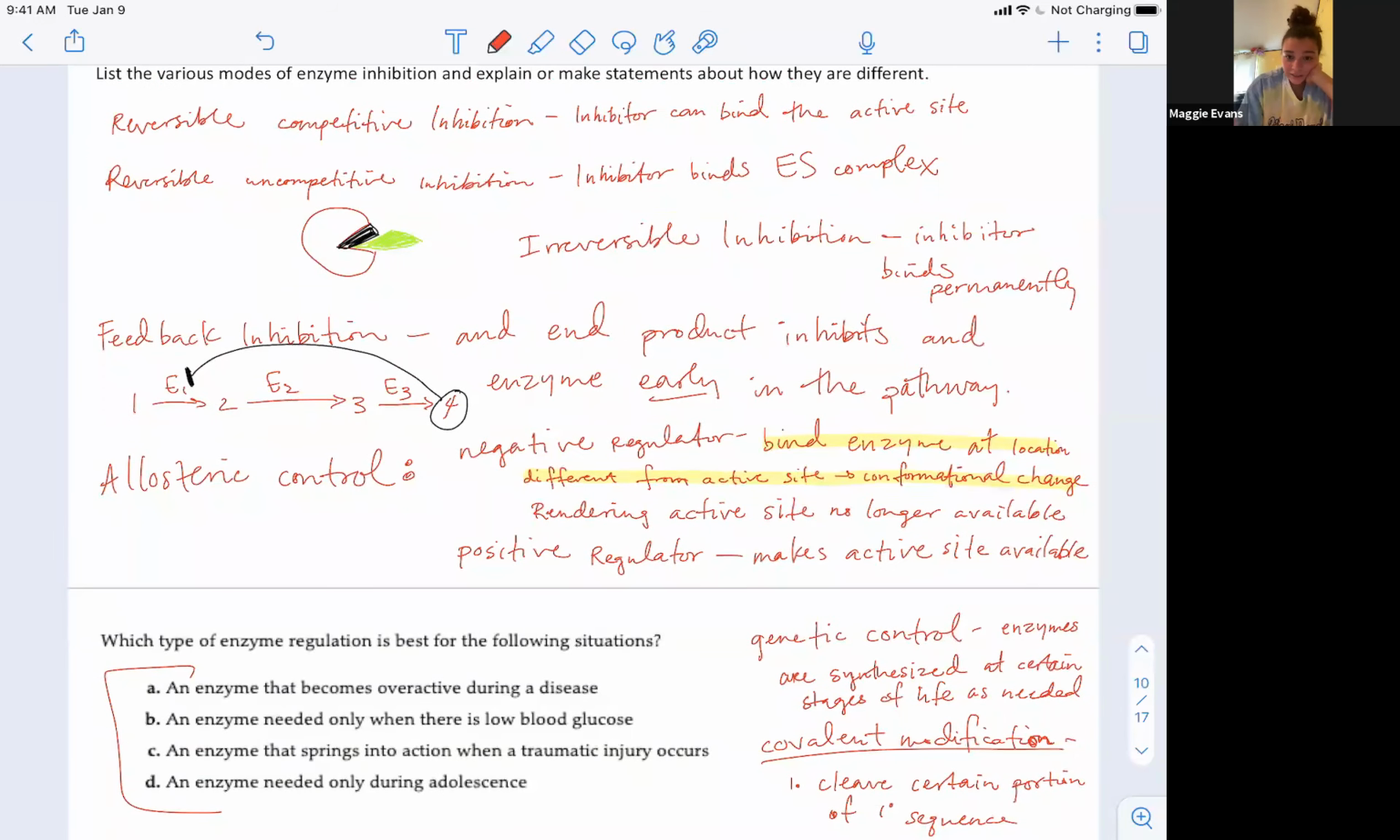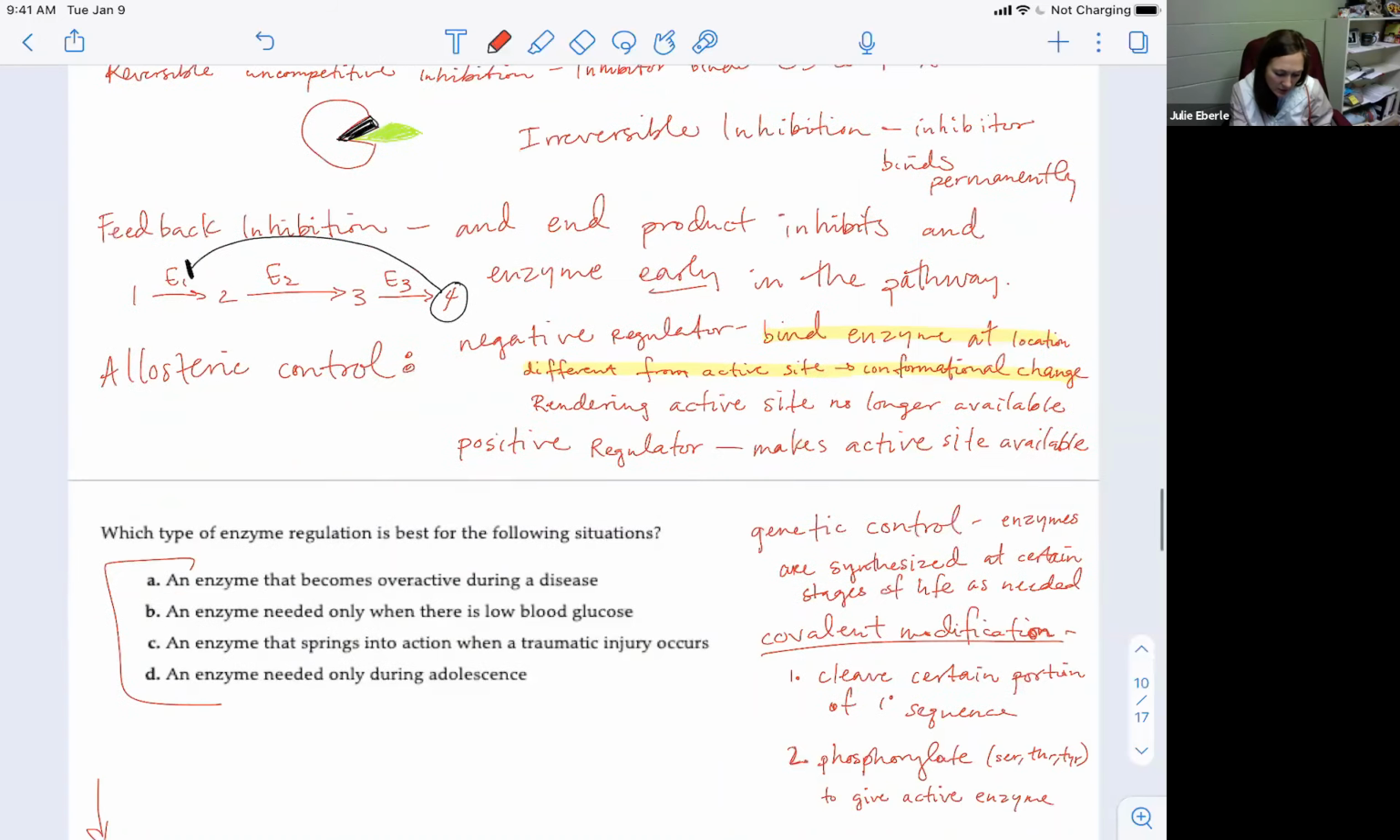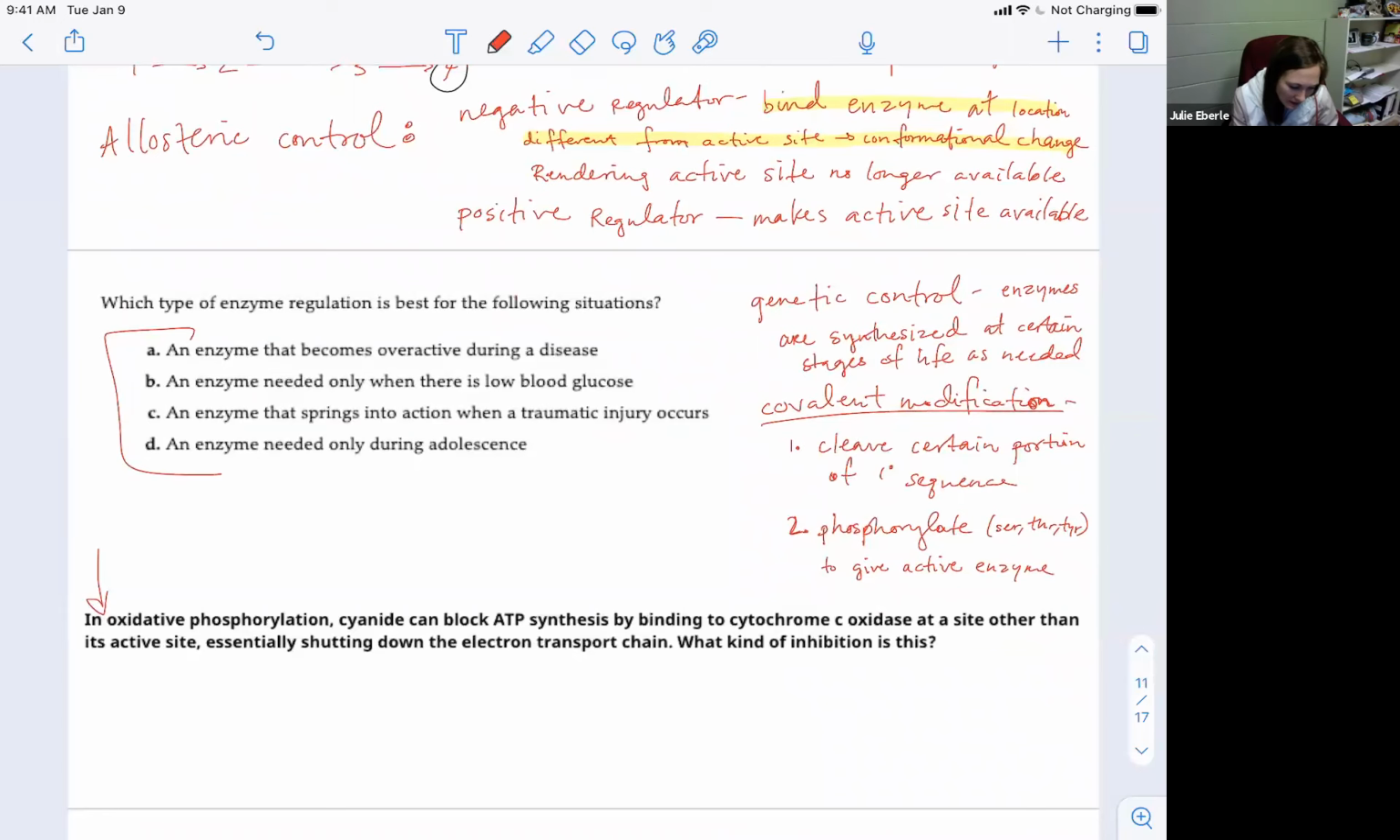Is it negative allosteric? Okay, I want to hear from some other people too. Is it negative allosteric? What Maggie thinks. Binds the enzyme at a location different from the active site, causes a conformational change. So it does say here that it binds the enzyme at a site other than its active site and essentially shuts down the enzyme. What do y'all think? I was thinking negative too.